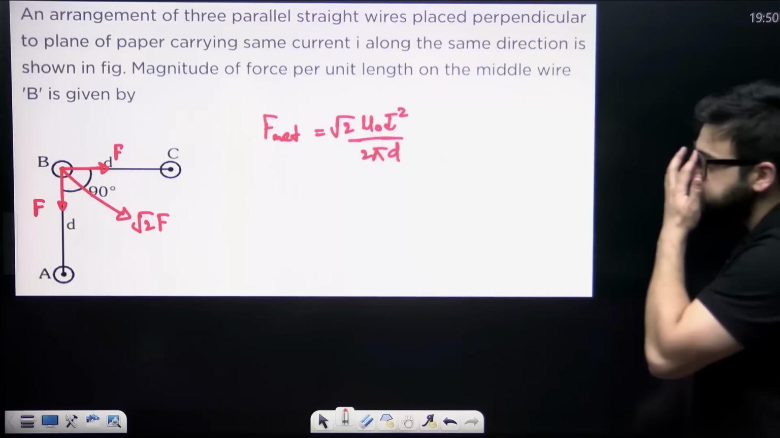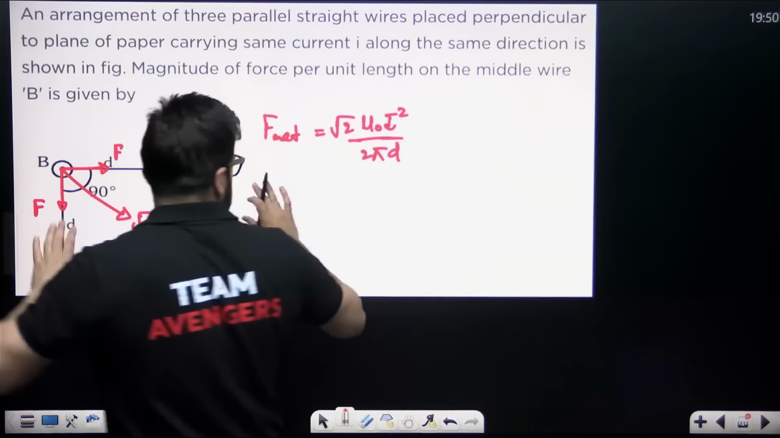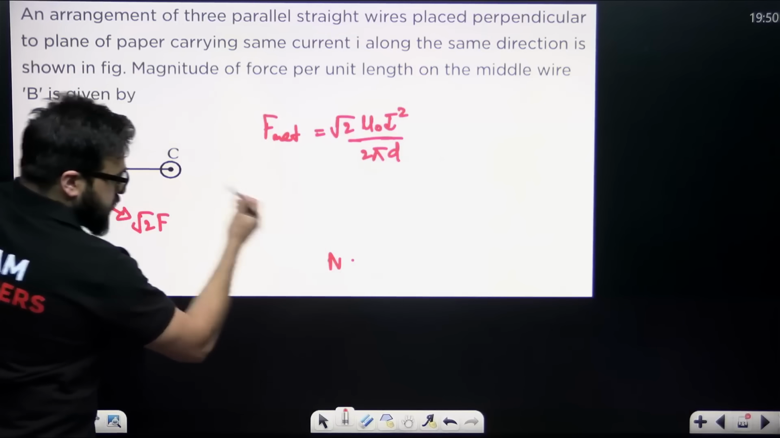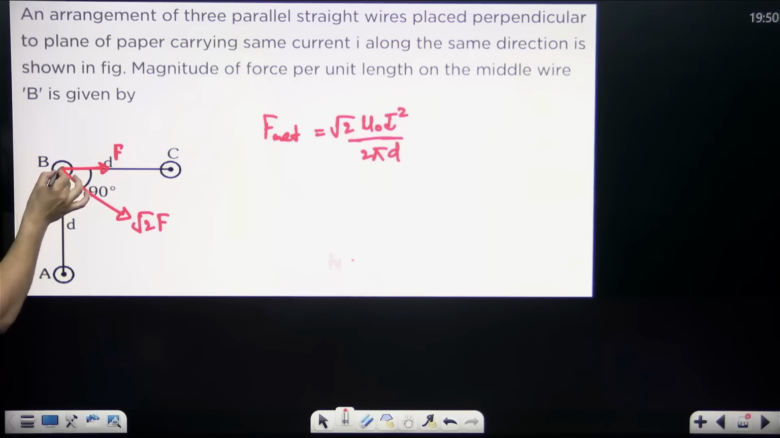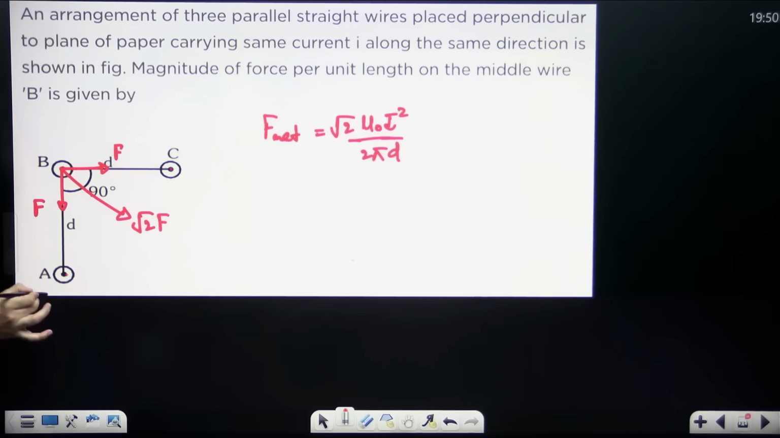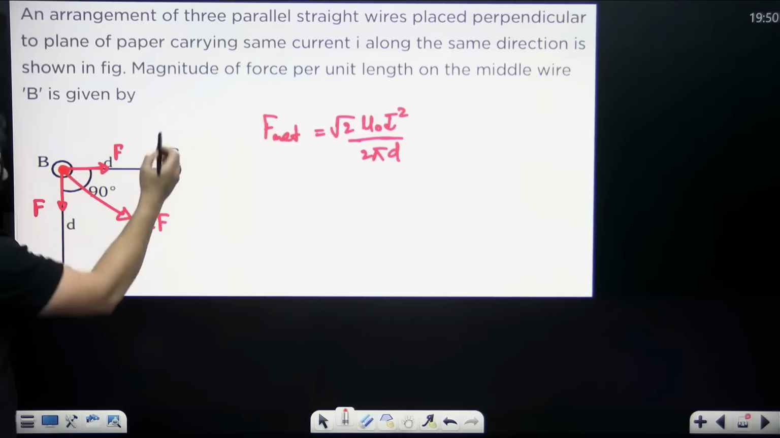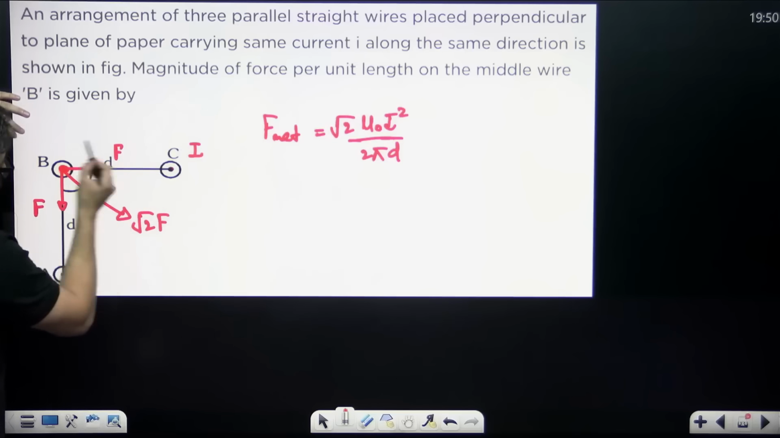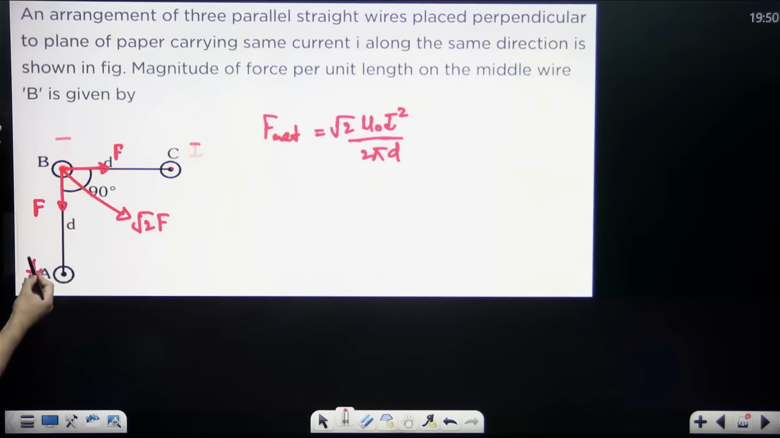Now, boys and girls, this is the question which was asked previously, in the NEET 2020 question. You have got three wires, B wire, C wire, A wire coming out of the board. You are supposed to find the net force applied on this middle wire. Now we know that in this wire current I is flowing, here current I is flowing, here current I is flowing.